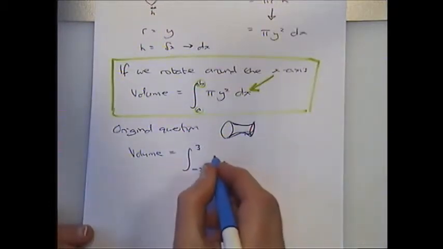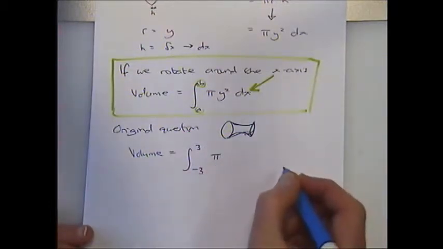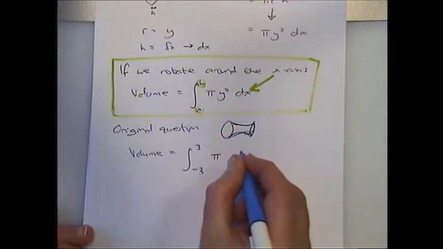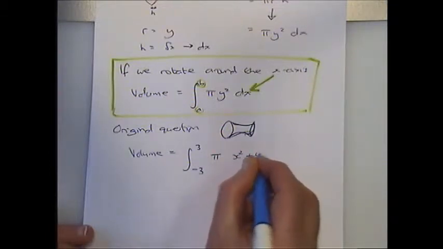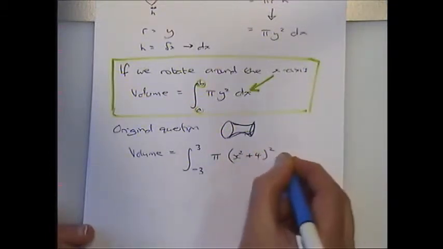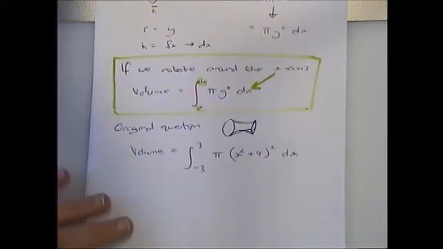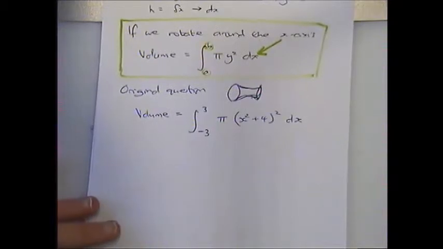Okay. Then it's going to be pi. And what was y actually equal to in this question? X squared plus 4. Plus 4. Pi y squared dx. Okay. So we do that integration, we will find out the volume of this shape. So if you were doing that integration, how would you proceed from there?